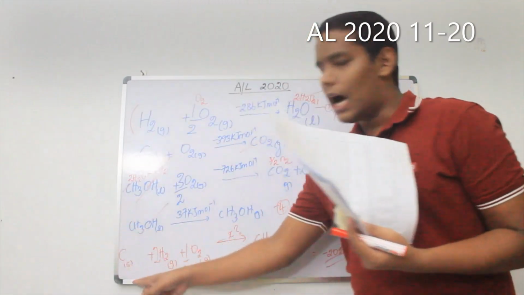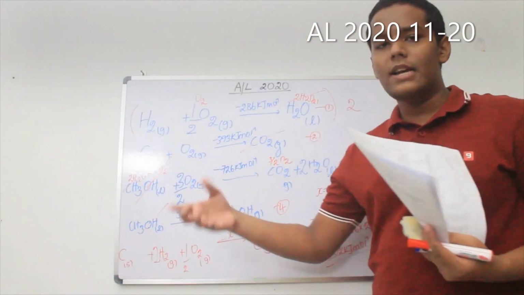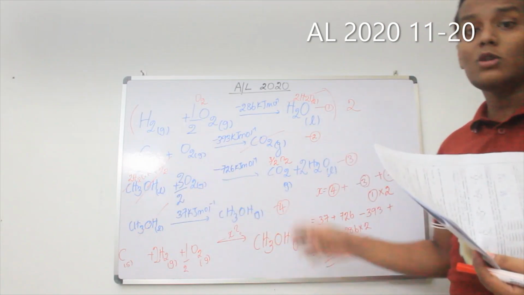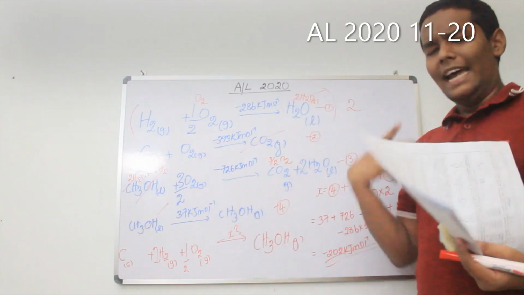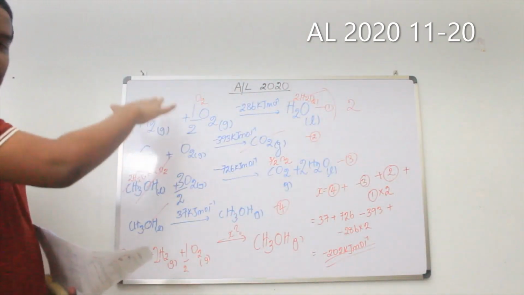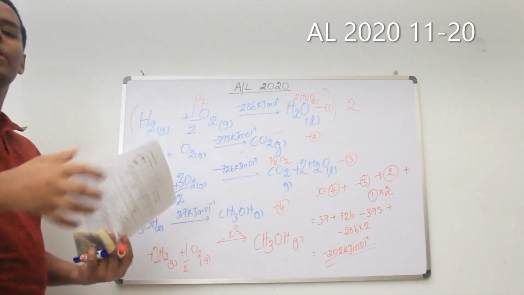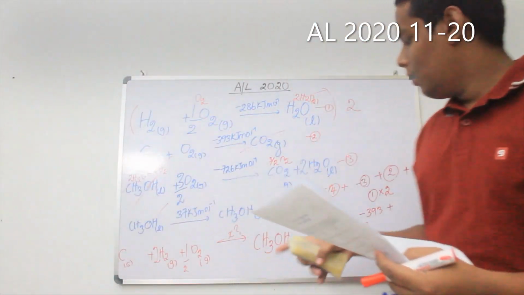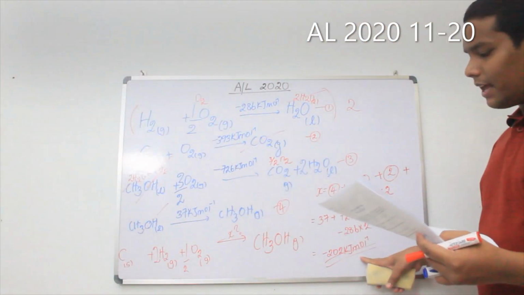Now here I have to get 1 carbon, what should I do? I have to get 2 hydrogen, what should I do? I have to get half oxygen, what should I do? Here I have to get CH3OH gas, what should I do? It's just like playing chess, no? You know all the pieces, you just have to put it together. Just try to fit into a puzzle, that's it. Okay? So there you get minus 202.